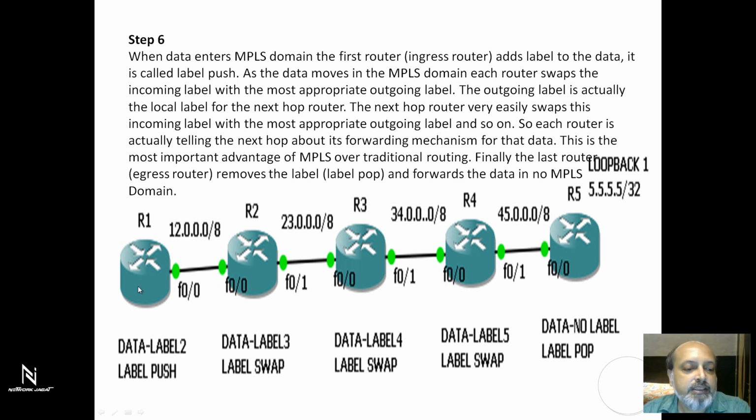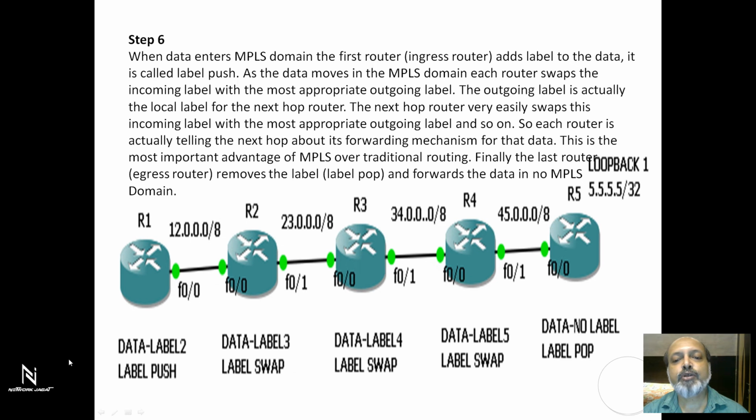When the data enters, it gets a label from the ingress router. As the data moves, the labels get swapped. What is the basis of this swapping? That is, I should be receiving the data with my local label, and I should be swapping this with my most appropriate outgoing label. So this is actually the logic for the swap. And finally, when it goes to the egress router, the egress router will pop the label and forward the normal IP data towards the non-MPLS domain, right?